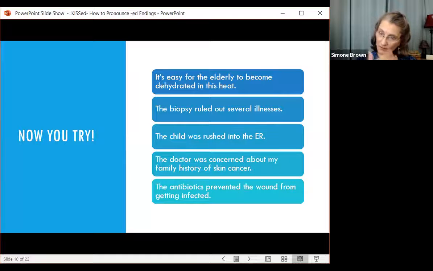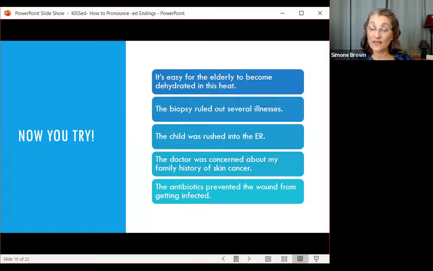Come on, do it with me. It's easy for the elderly to become dehydrated in this heat. One more time. It's easy for the elderly to become dehydrated in this heat. So that is rule 3. It ends in a T sound, so we have to have that extra syllable.